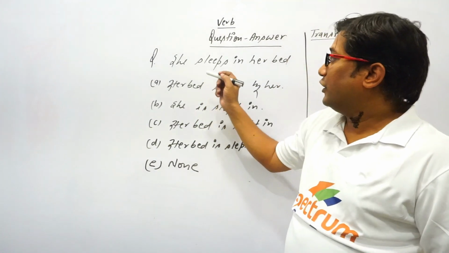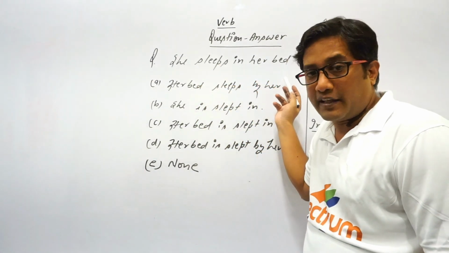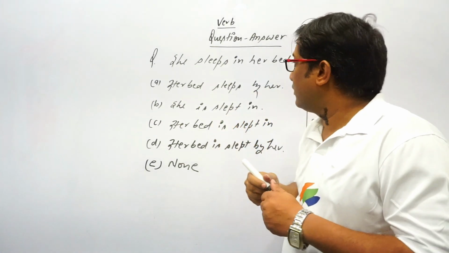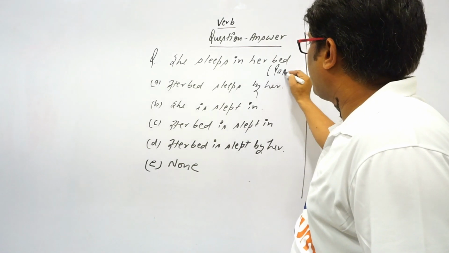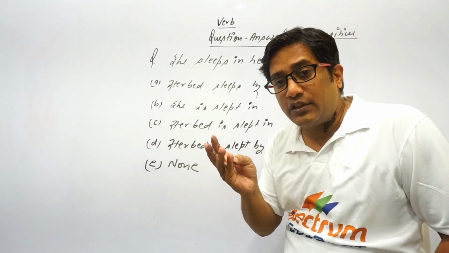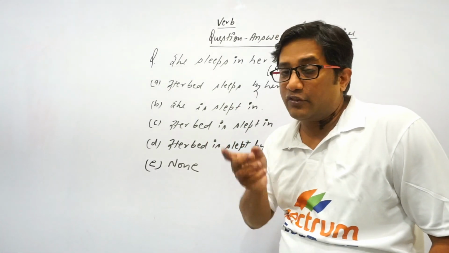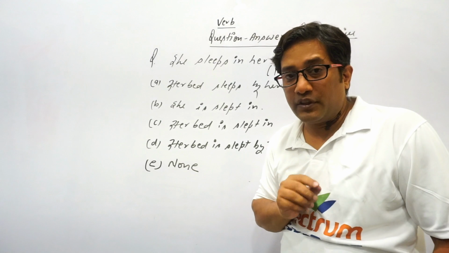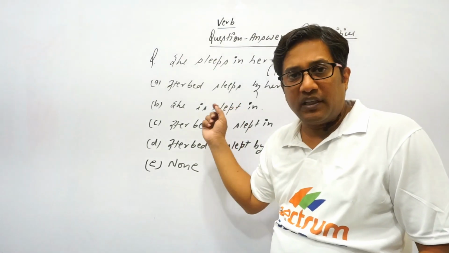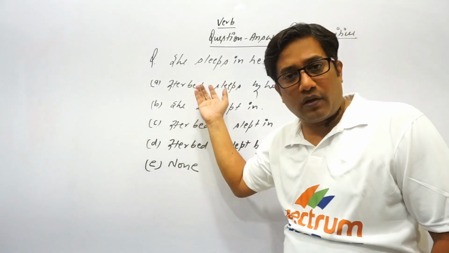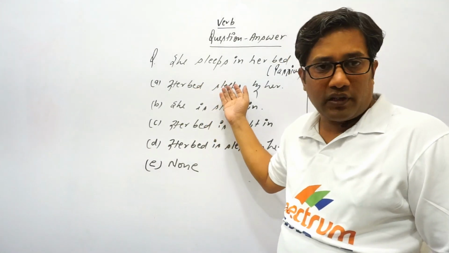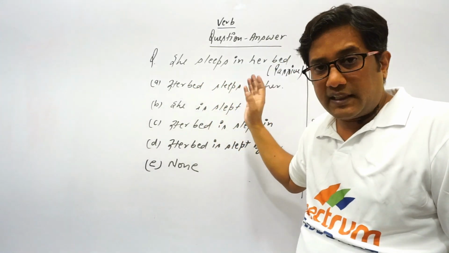So the question is, she sleeps in her bed. Now you need to find out the right answer and you have to convert it into passive. Active passive is also part of verb and transitive is also part of verb. Just see how beautifully the examiner has built this question. This question has already come in the SSC CGL exam. Now let's see what can be the best answer.